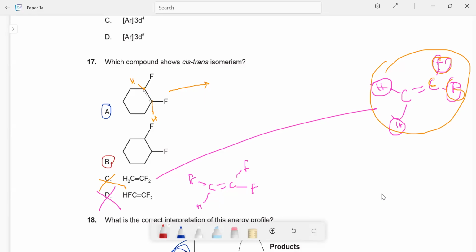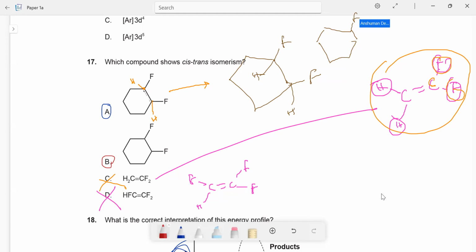Are you understanding this part? If you're having the carbon like this, then there would have been fluorine and hydrogen. Clear? Understood? And you could have flipped the places like this, fluorine and fluorine over here. Then this would have been cis. See, same side or opposite side.